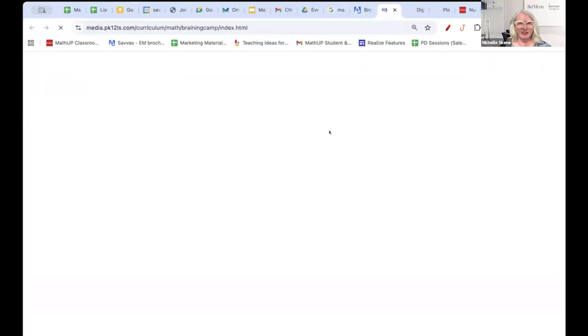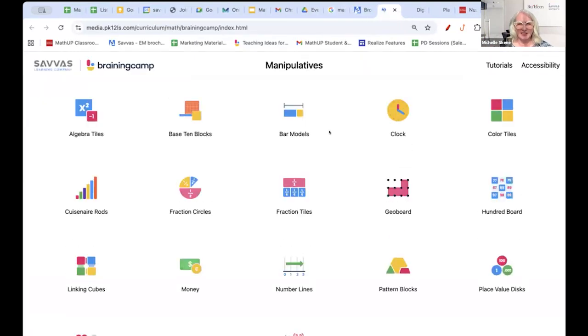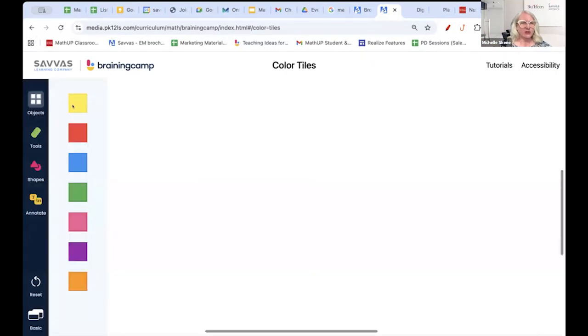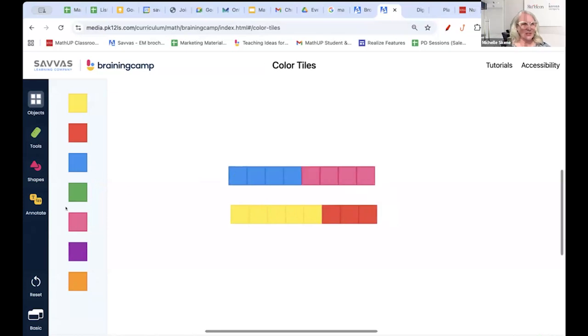But this will just sort of get us started and give us an idea of the kinds of things that are available to us. So you can see, all kinds of different manipulatives. I have color tiles. So for example, if I wanted to say, show me lots of different ways to build the number 8, similar to the kind of thing Marian was just showing us a second ago, this would be a way that I could demonstrate that.